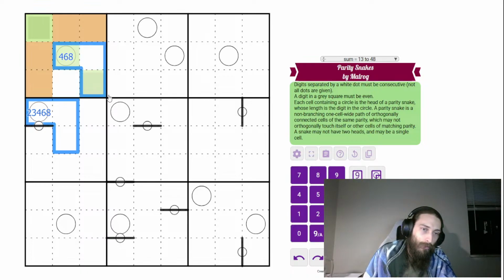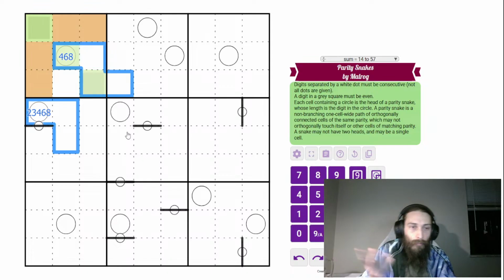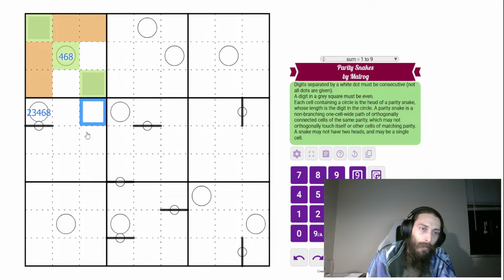And this one would be forced to go this way. It couldn't go down, it would be forced to exit left stage. I guess that may be right stage. And then that would force this to be odd. Wait a second.